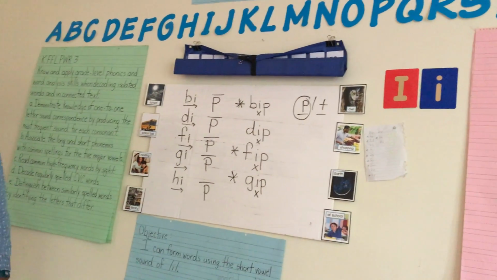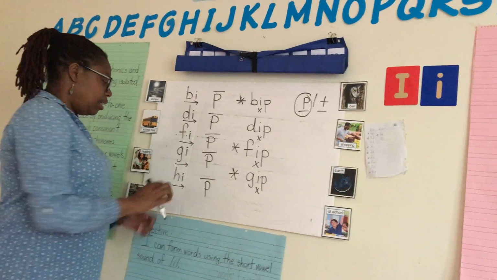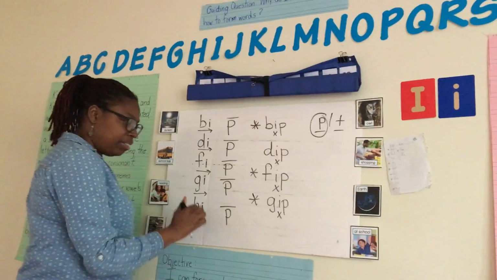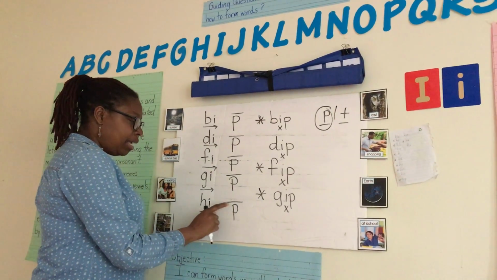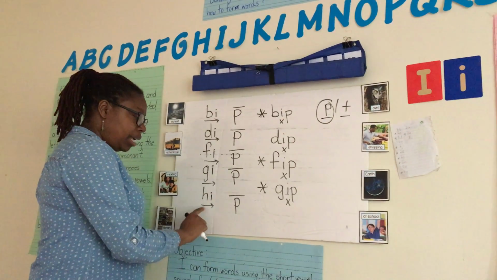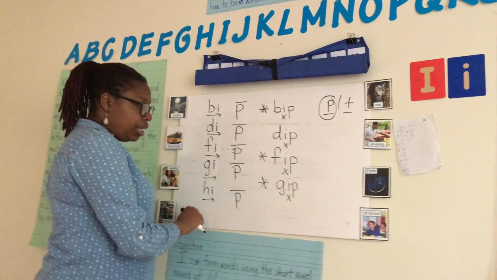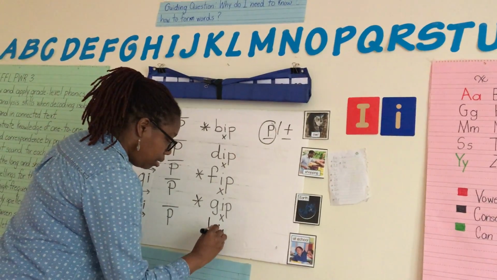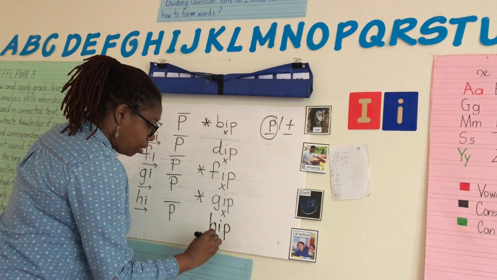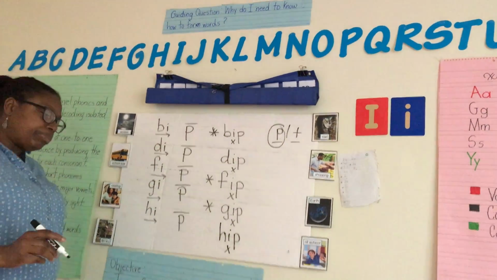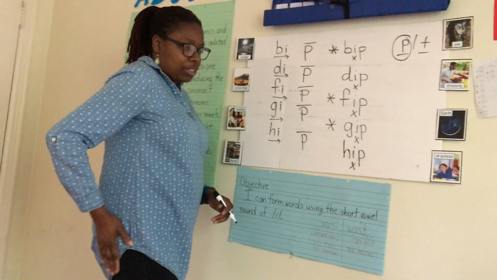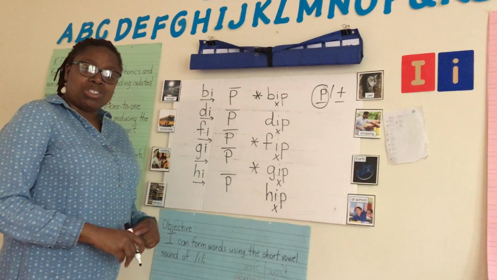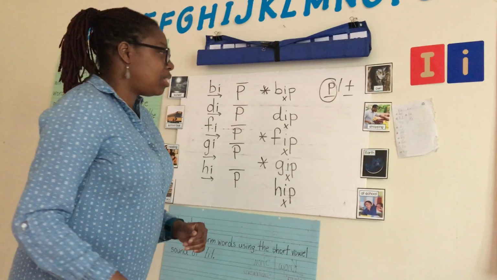And finally, our last one. I want you to do it with me. H, i, p, hip. Hip is a real word. So I'm going to write the word hip, mark the vowel with an X. You can talk about your hip as a part of your body, it's a body part. Also, you can be hip about something. It means you know what's going on. So hip is a multi-meaning word.